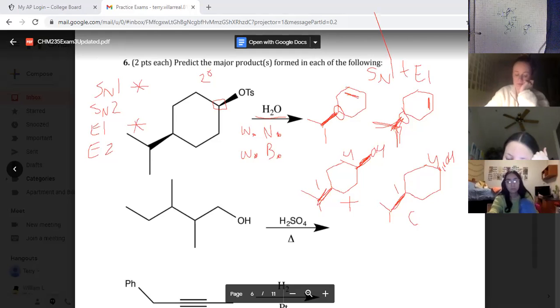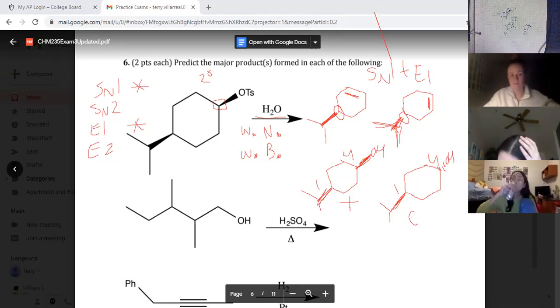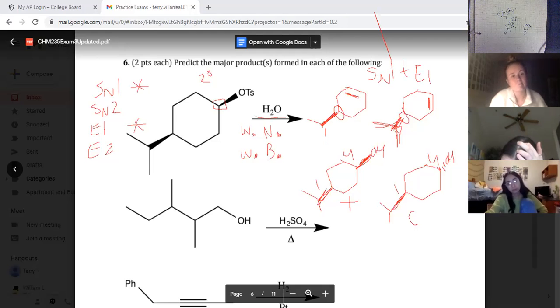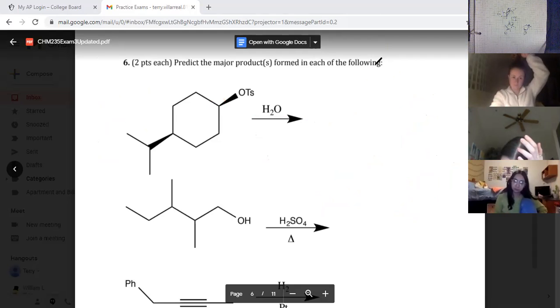I'm not saying that's going to get you points, but remember, the more information you give to people who are grading your test, the easier it is for them to say, well, I can give them partial credit because maybe they forgot something. They would be more apt to give you credit if you can say, hey, this is an SN1 and E1. Okay. Let's go to our next one.